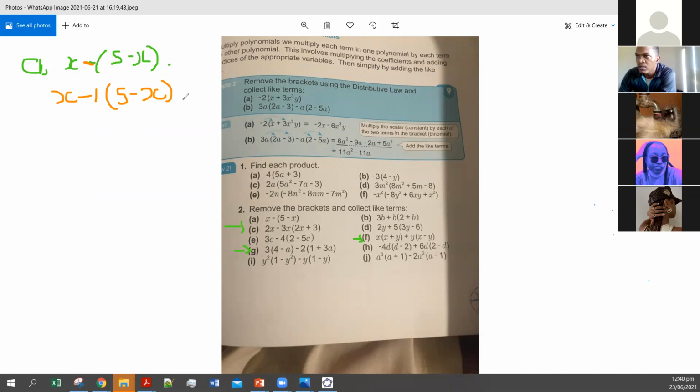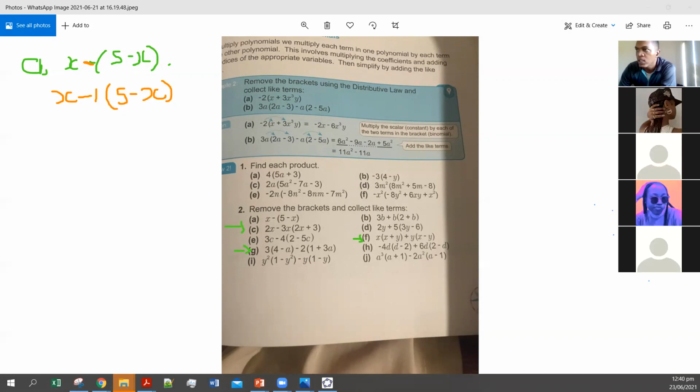So first we must remove the bracket. The -1 we multiply with everything inside the bracket, like we did normally in the class. The -1 will multiply the 5 and the -1 will multiply the -X, okay? Then you will have X, since it's already there, -1 times 5 will give me -5. -1 times -X will give me plus X. Okay, and now we just group the like terms together and simplify.